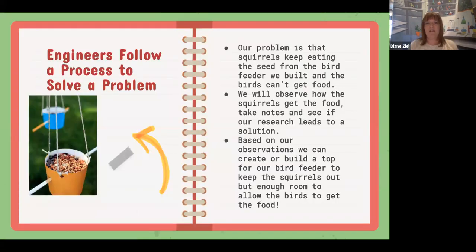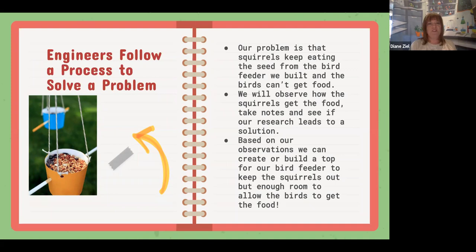So engineers follow a process to solve a problem. So let's go back to our squirrel problem. Our problem is that the squirrels keep eating the seed from the bird feeder. They can get it really easily, and the birds aren't getting any food. The purpose of the bird feeder was to feed the birds, not the squirrels, so we have a problem.